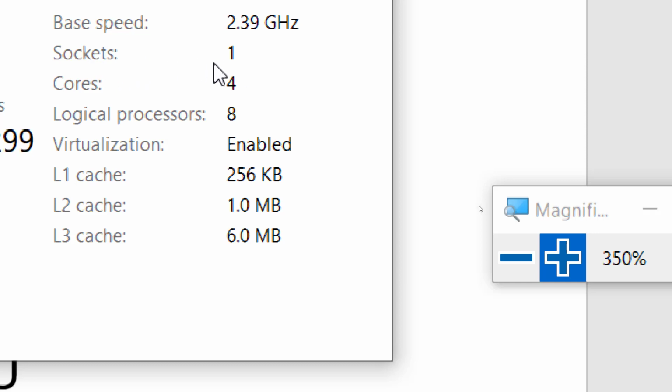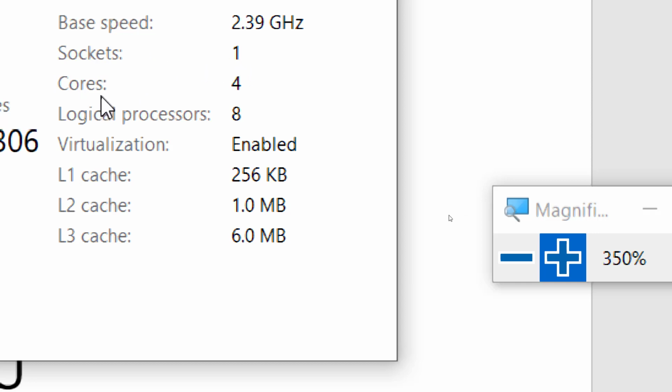I have in my laptop 1 socket. I have 4 cores. This is a quad core processor laptop, right? W540. W series in Lenovo is for heavy use. If it's T series, it's not that heavy. It's dual core maximum it will go. But anything W in Lenovo ThinkPad would be heavy use.